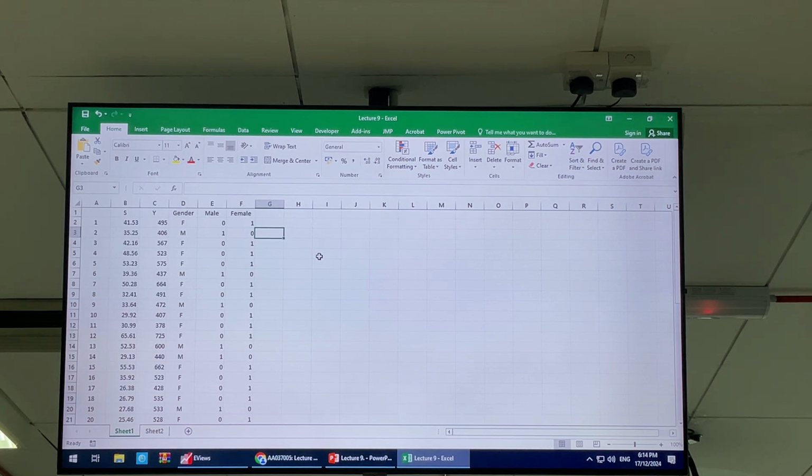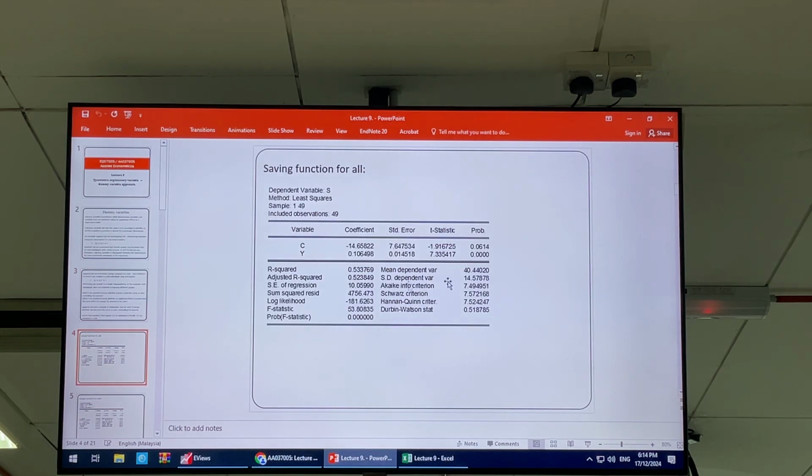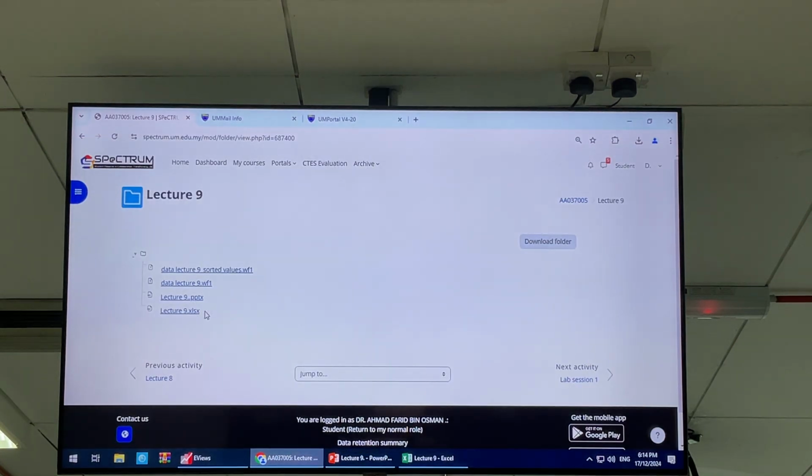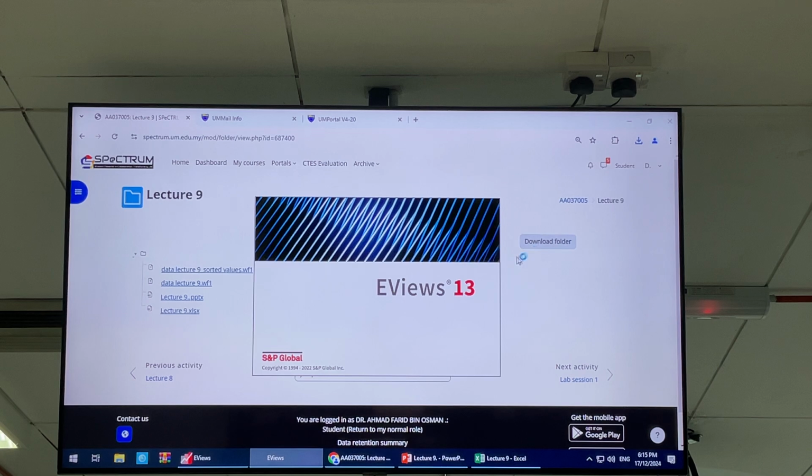So now, as mentioned before, we have different options. First option, we just ignore the fact that our data belong to different categories, male and female. We just assume all behave the same. So we just estimate the model without taking into account male and female, and obtain this output. So in the data given here, we have two. Data Lecture9, this one, the data for all observations.